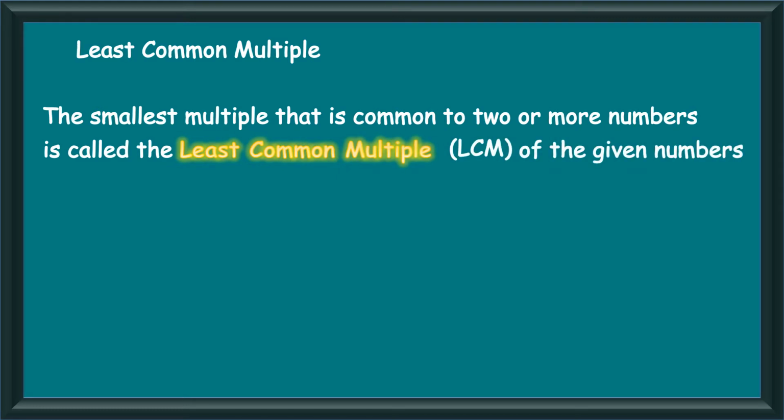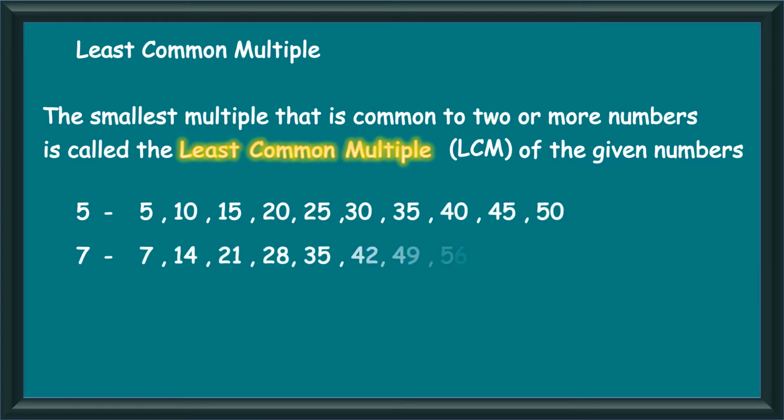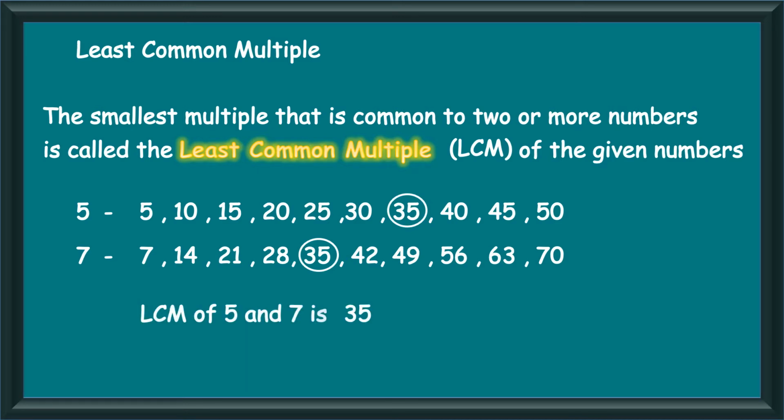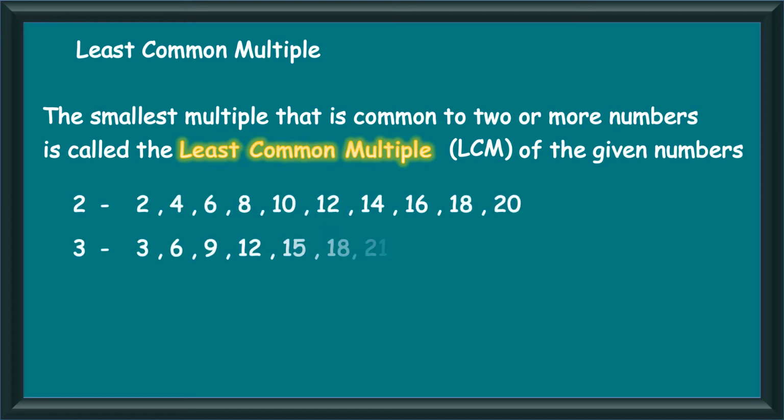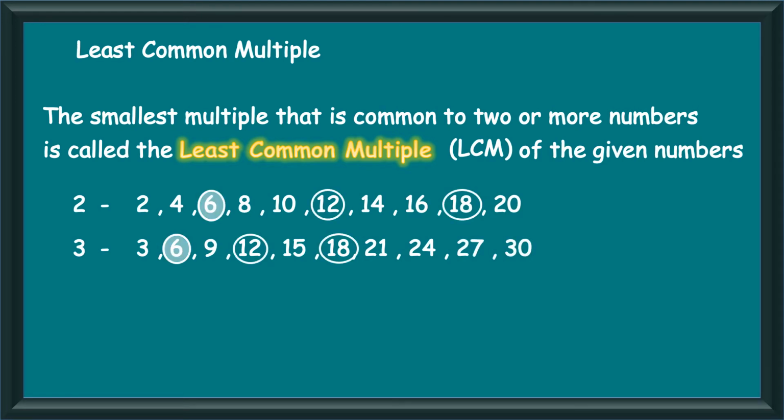By this definition, now let us see what is the LCM of 5 and 7. We have already listed the first 10 multiples of both the numbers, and the first multiple or the smallest multiple that is common to both the numbers is 35, which means the LCM of 5 and 7 is 35. And as we have seen in the example of 2 and 3, out of the common multiples 6, 12 and 18, 6 is the smallest. Hence, the LCM of 2 and 3 is 6.